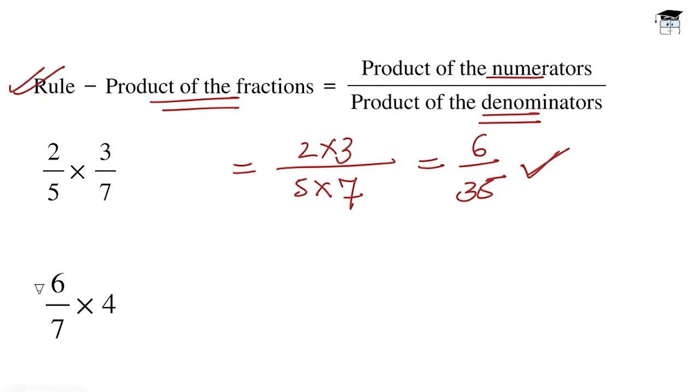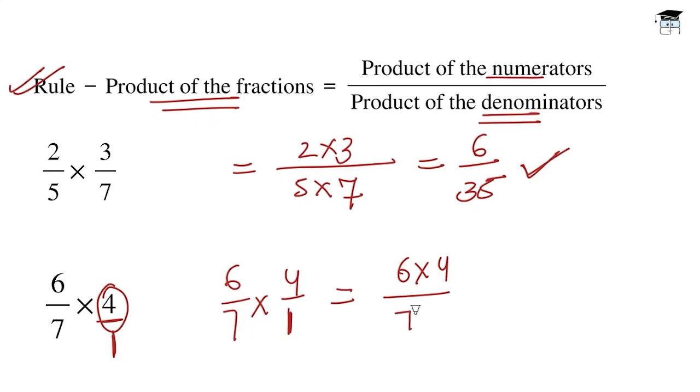So let's do another question. Now here we have to multiply 6 by 7 with 4. Now don't get confused when you see a whole number here. What you have to do is just write 1 in the denominator. When there is no number in the denominator, you have to write 1 there and follow the rule. Which means you multiply the numerators and multiply the denominators, and you are going to get your answer, which is 24 by 7. So that is your answer.